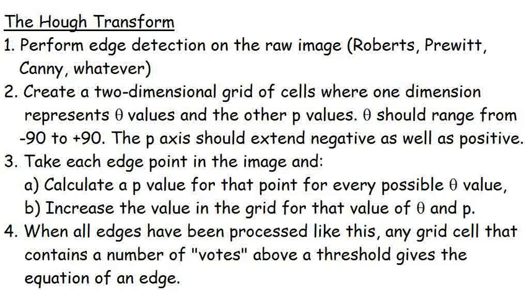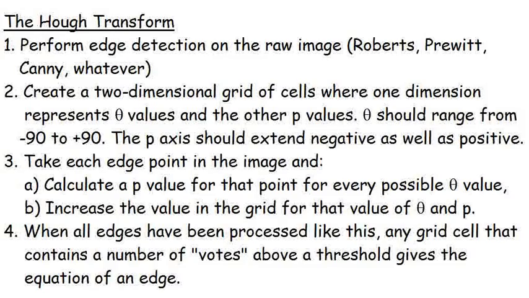For each combination of p and theta, increase the vote for that cell in the voting grid by 1. After all the edge points in the image have been treated this way, a large number of cells in the grid will contain at least one vote, and some of them will contain relatively large numbers of votes. Any cell that contains a number of votes above some arbitrary threshold corresponds to a straight edge in the image. Read off the p and theta values for those points, and they will give you the equations for those edges. That's it. That's the Hough Transform.